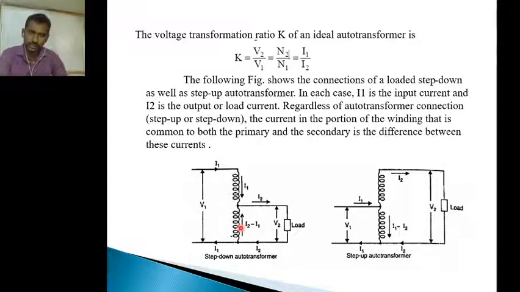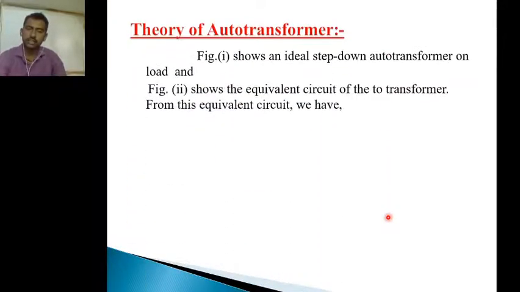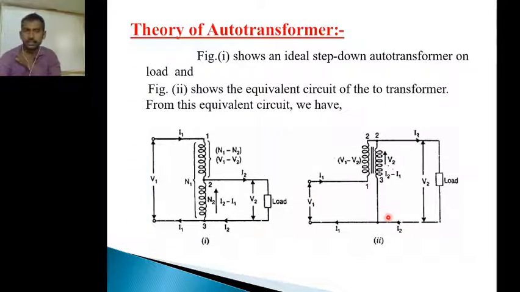So if you consider I2 minus I1 or I1 minus I2, this particular portion is common, that is, the difference between the primary current and secondary current gives the current in that portion of the auto transformer. However, in this auto transformer the kVA rating is the same for both primary winding and secondary winding. So in order to illustrate that, we go for the theory of the auto transformer.